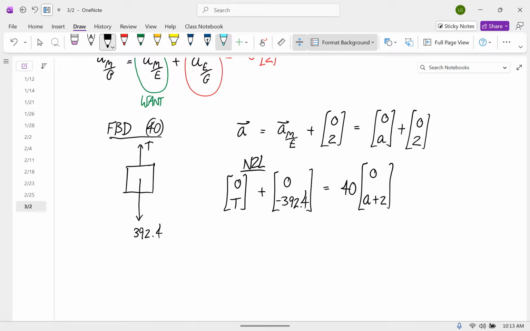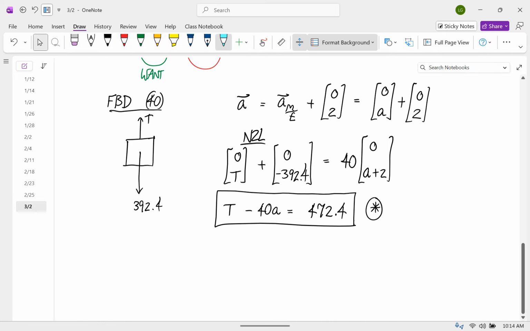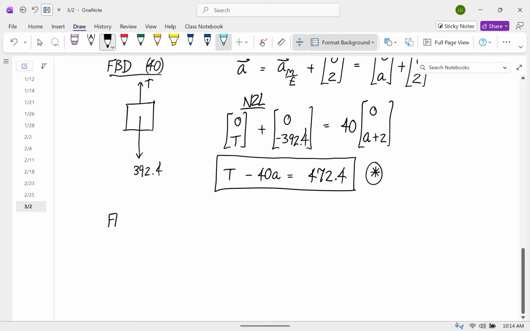And so the equation, if I move this stuff around, we have t minus 40a is equal to 392.4 plus 80, so 472.4. Everyone with me on that? And now we'll go to the 20.